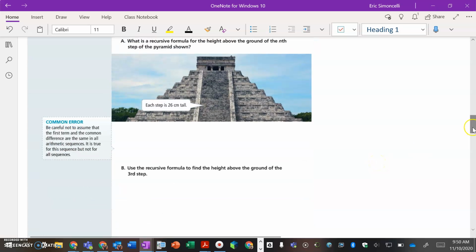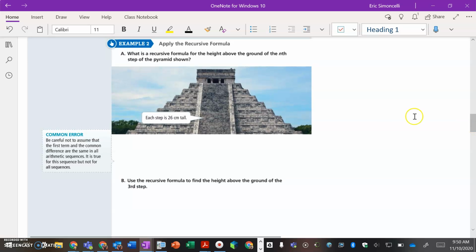Okay. Moving on. Example 2. Apply the recursive formula or rule. What is a recursive formula for the height above the ground of the nth step of the pyramid shown? Each step is 26 centimeters tall. It does say be careful not to assume that the first term and the common difference are the same. That is a very important thing to denote.